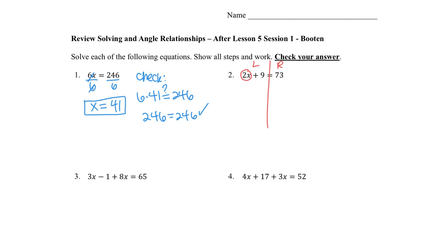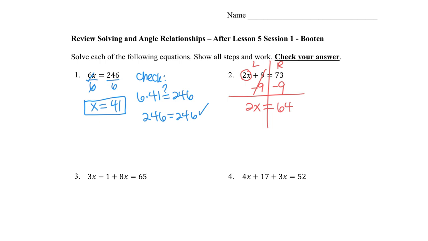So I want to get rid of a positive 9, so I'm going to subtract 9 from both sides. And what you do to one side, you have to do to the other. So this zeroes out, and you're left with just 2x on that left side because this becomes 0, but 2x still comes down here on the left side of the equation. On the right side, we can combine these because they're like terms. 73 minus 9 is 64.